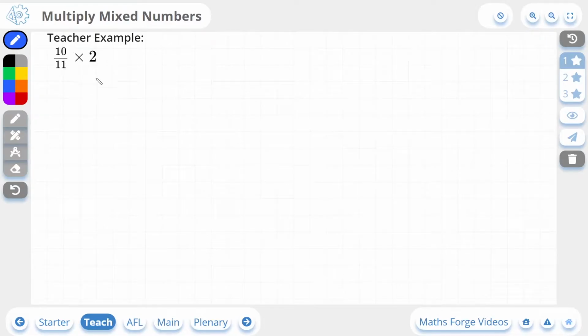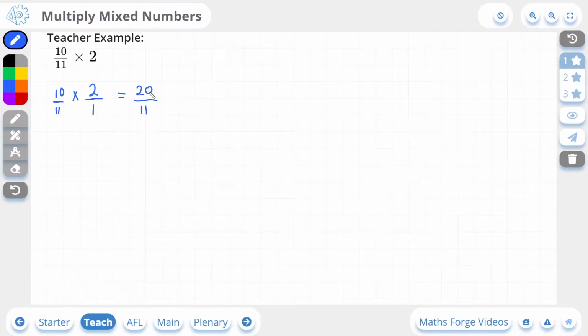So if you have a whole number, you can just rewrite this as the whole number over 1. And we're going to multiply it by 10 over 11. And now we just go ahead with the calculation. 10 multiplied by 2 is 20, and 11 multiplied by 1 is 11. Now, this answer is not in its simplest form, so we have to get it into its simplest form.